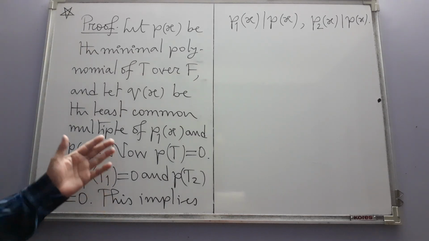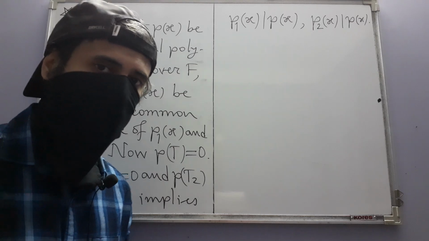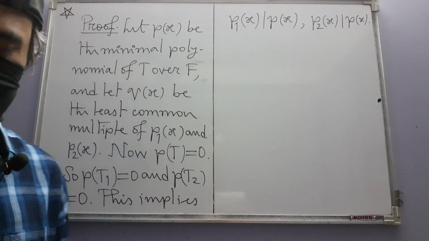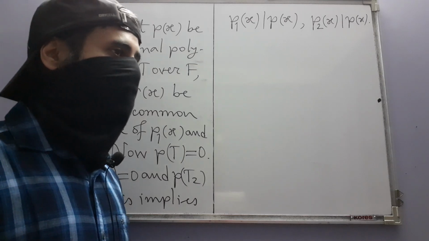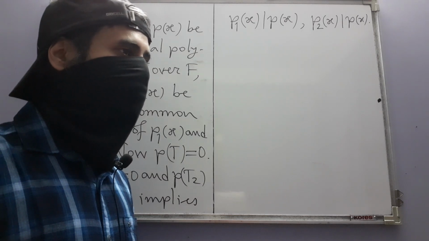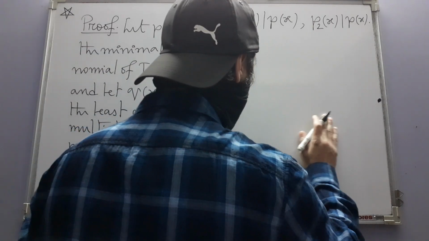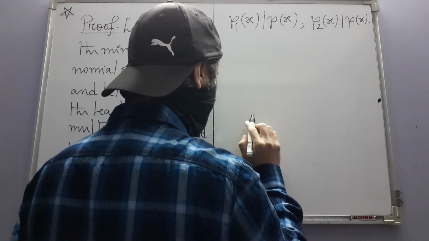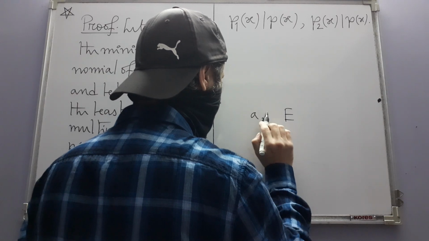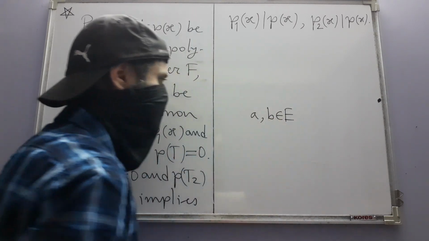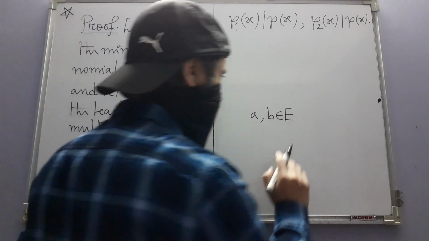Okay, now you recall the definition of LCM. What is an LCM? An LCM in a Euclidean ring is a ring element. Obviously you have to have two elements first. Say E is a Euclidean ring and A and B are two elements in it, both of which are non-zero.